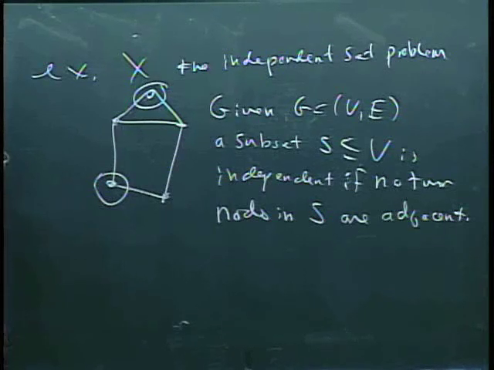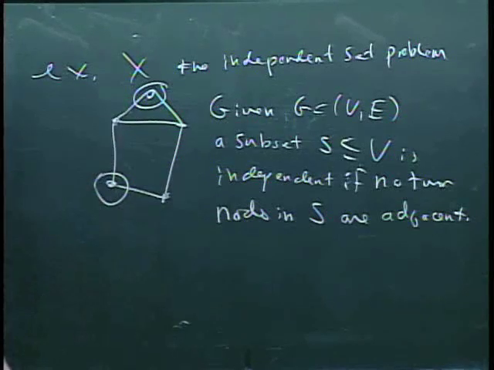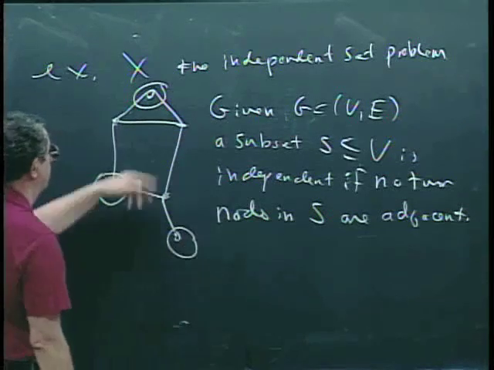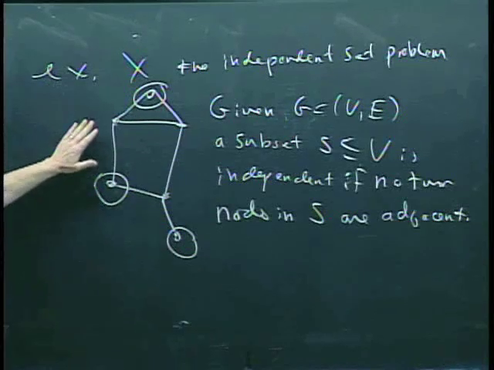Just looking at this, here and here are two nodes that form an independent set. Is there an independent set here of size 3? I don't think so. So I think 2 is the largest independent set in this graph. If we had another node out here, then we could put that in, and we'd have 3. So that's the maximum independent set problem.